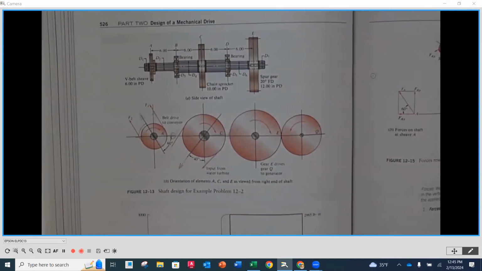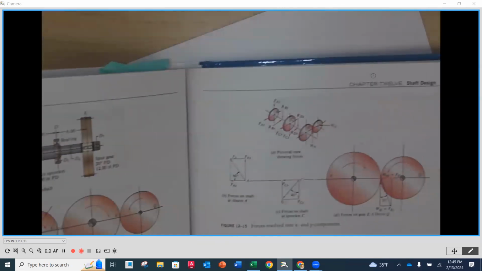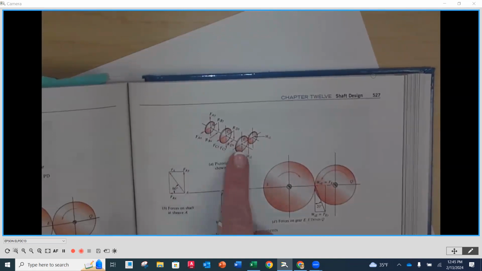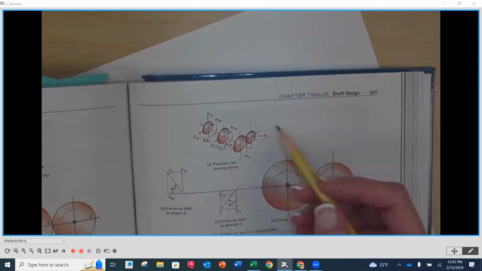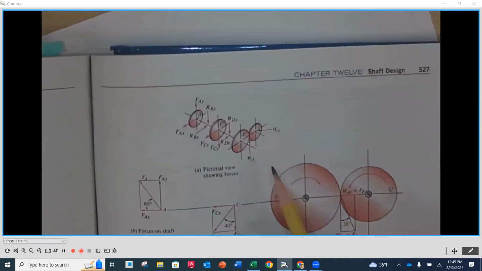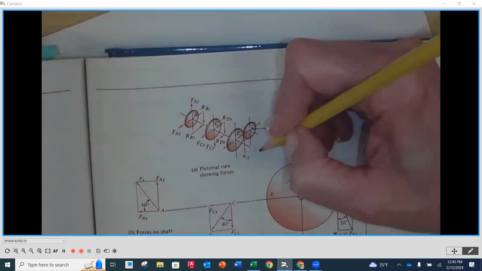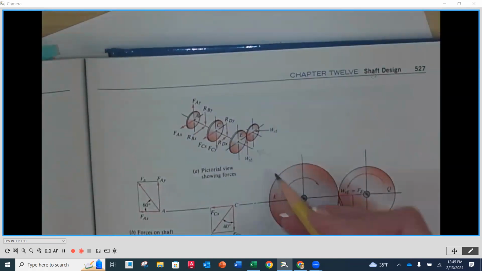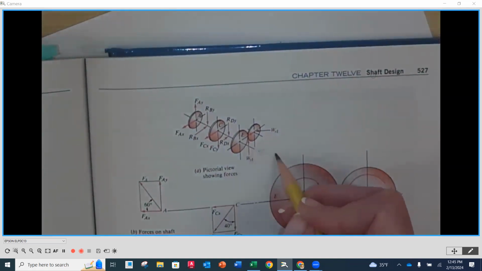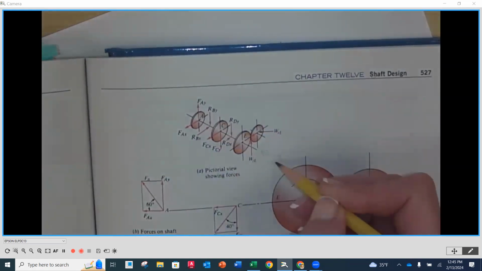Now they have this view looking down the shaft this way, but they also have on the next page, page 527, this nice view where we can look down. So we are at point E here. The point of engagement is on the back side. These orientations are looking down the x-axis. So this is A, B, C, D, and E down the x-axis.